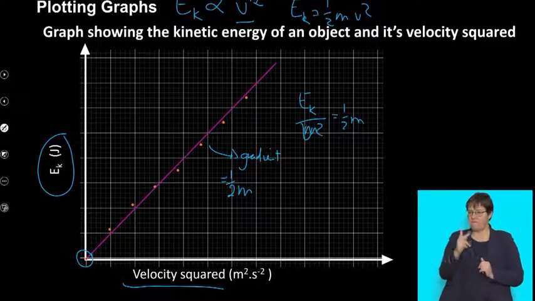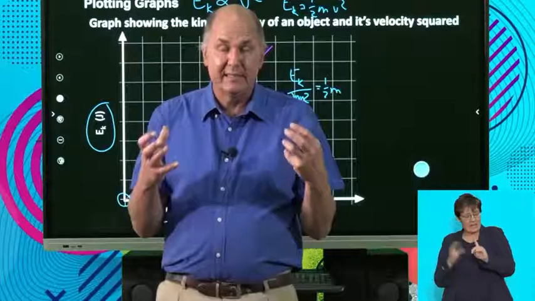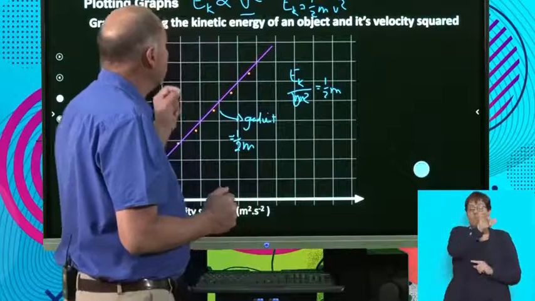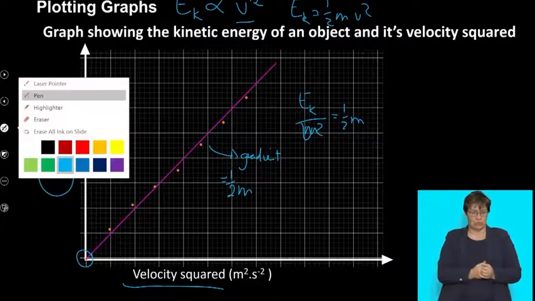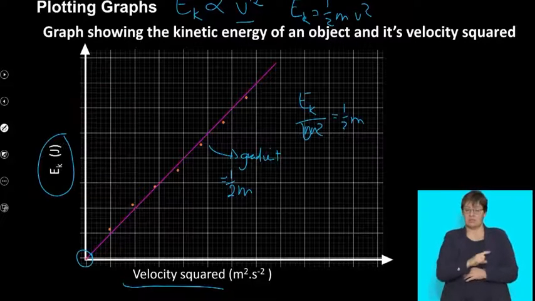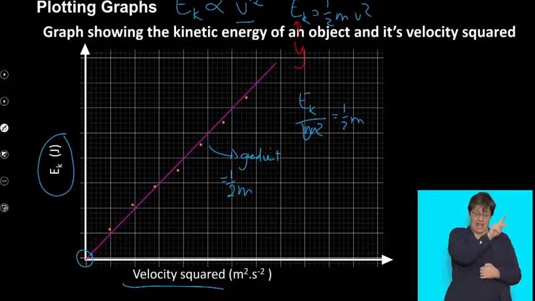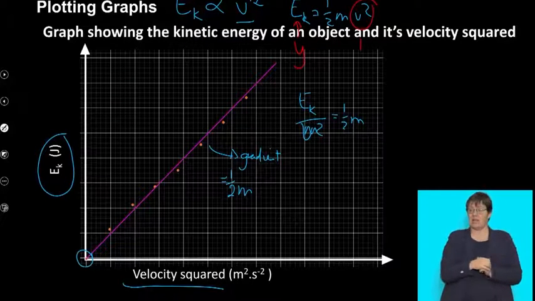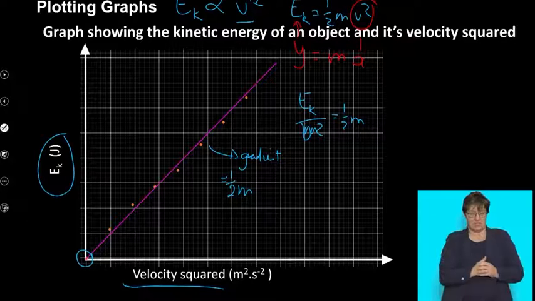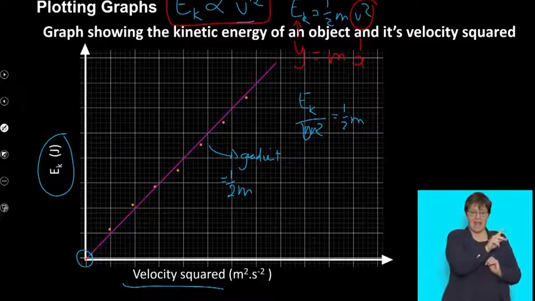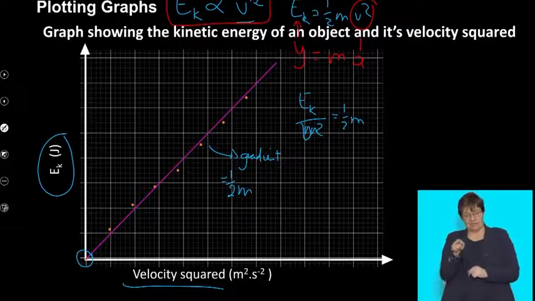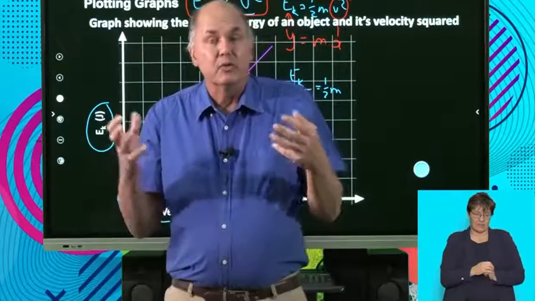So the gradient is a very particular thing, and we can write this in the form of y equals mx. And that's exactly what I'm doing here. So in the form of y equals mx, what I'm saying is that's my y, the EK is the y, the x is the v squared, and this part here is the m, which is the gradient. And so we can say, as I've written it over here, from this sort of graph, EK is directly proportional to the v squared.